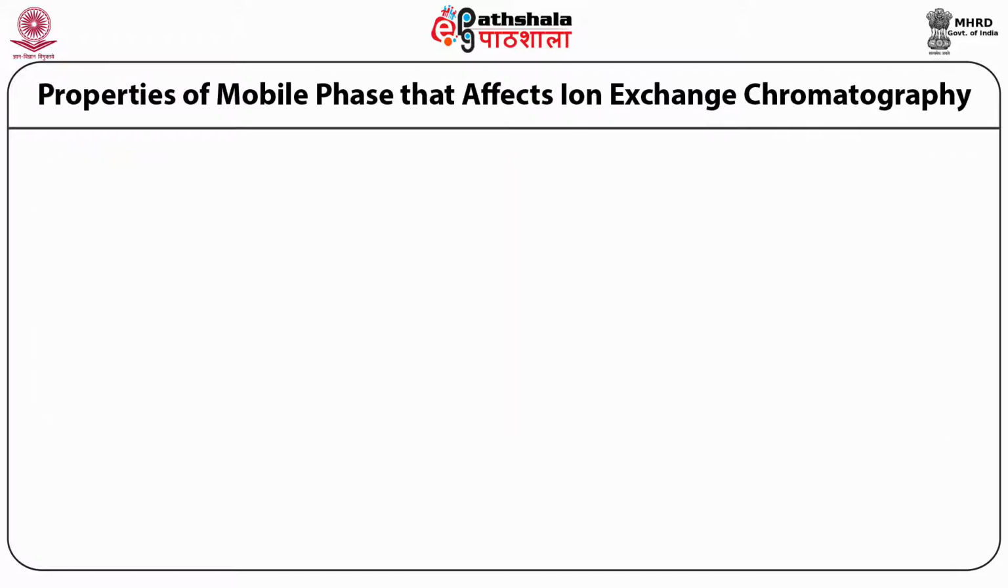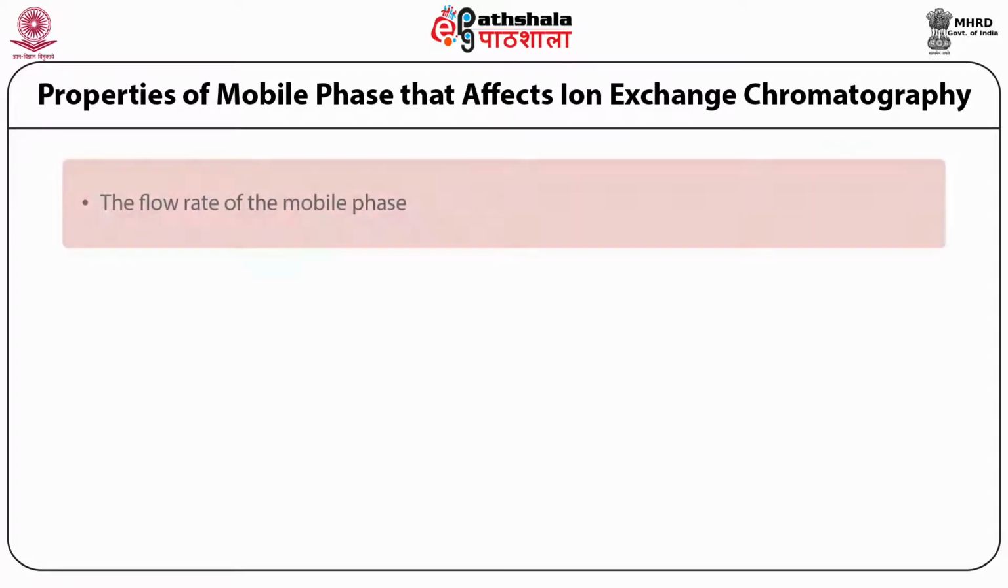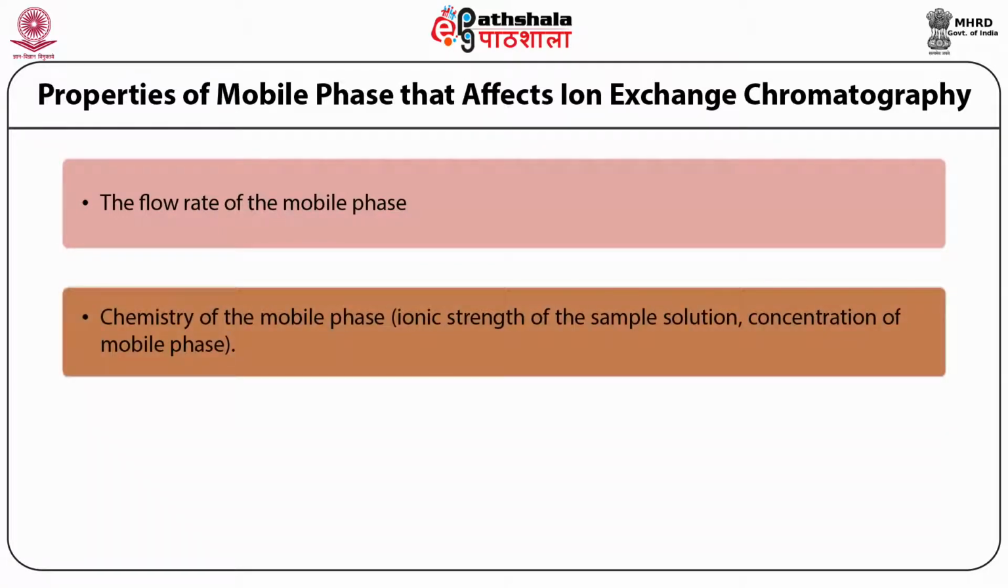There are certain properties of the mobile phase that largely affect ion exchange chromatography. Some of the properties are the flow rate of the mobile phase, and the chemistry of the mobile phase affects the elution greatly. Here, when we talk about the chemistry of the mobile phase, we are referring primarily to the ionic strength of the sample solution and the concentration of the mobile phase.